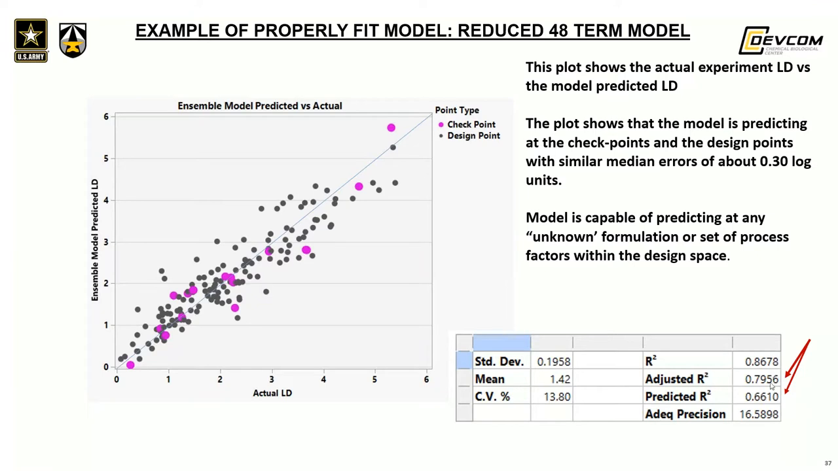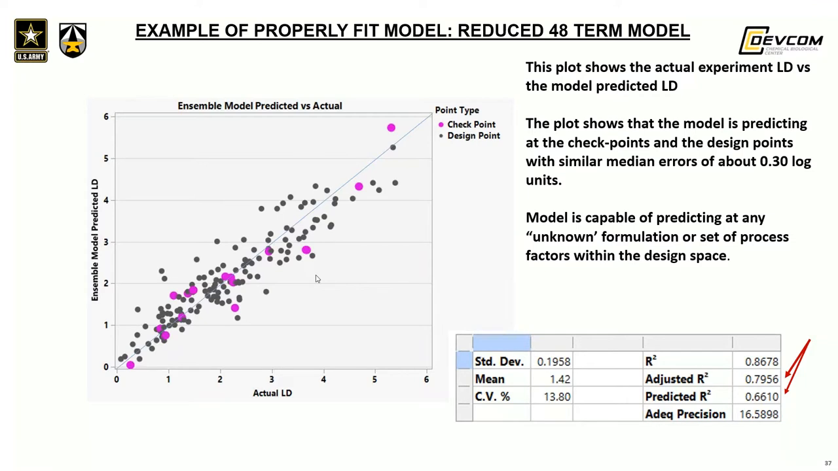Doesn't matter. However, my adjusted R-squared, now my predicted is only about 0.13 below. That's a thumbs up, according to the Design Expert rule of thumb. And incidentally, I don't see this rule of thumb between adjusted R-squared and predicted R-squared anywhere else, quite honestly, and it's very effective.